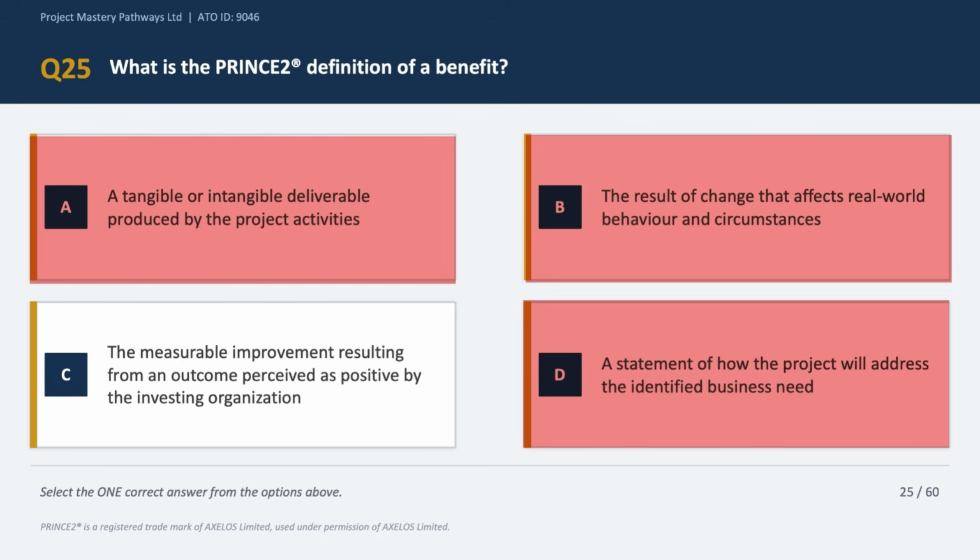Option C mentions that it is the measurable improvement resulting from an outcome perceived as positive. And this looks like the correct answer choice because a benefit comes after the outcome, and of course, it must be measurable, right? So for example, a new IT system, which could be the output, changes how staff of a team actually work, which is the outcome, and the result is cost savings, which is the benefit, and it can be measured in pound or dollar terms, right? And that is the entire chain of thought.